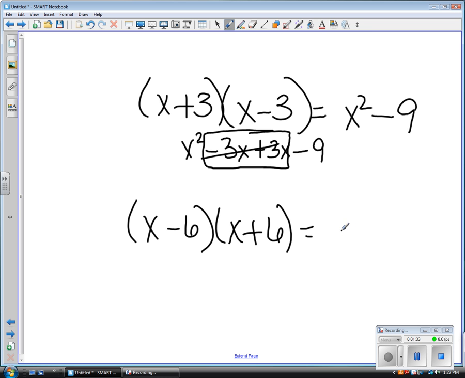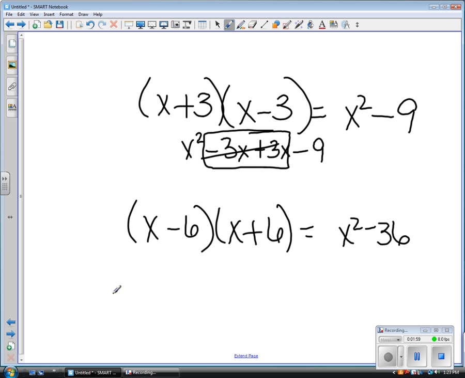What did you get? What did you get, Avery? X squared minus 42. Nope, not 42. What did you get, George? Minus 36. What are you noticing? How am I getting this first one? I'm multiplying the two first ones. How am I getting the last term? Multiplying the last term. How do I know I do not have any middle terms? Because they're the same and one's a minus, one's a plus.